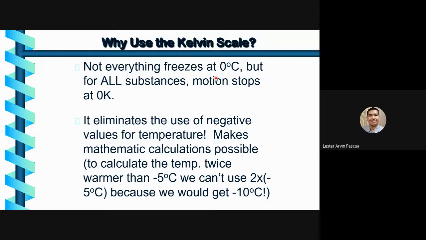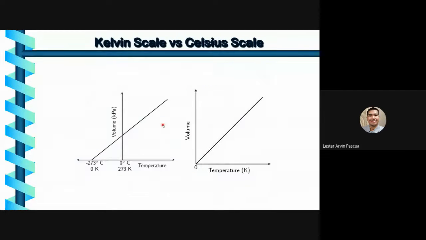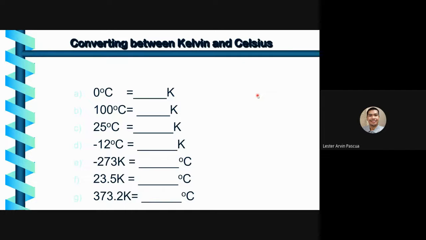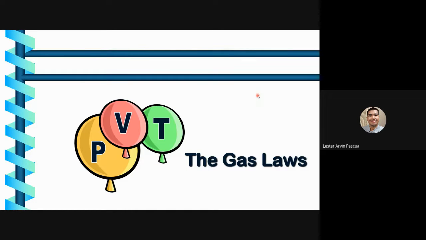It eliminates the use of negative values. Okay? So anyway, yan. Sabi niya lang bakit magandang gamitin yung Kelvin. Okay. You have your temperature, volume. Ito yung negative 200. Kapag ginamit yung Celsius scale, may negative ka. Pero kapag gamit mo ay absolute, yung Kelvin scale, wala kang negative. Okay, alam niyo na yan. Been through that na.